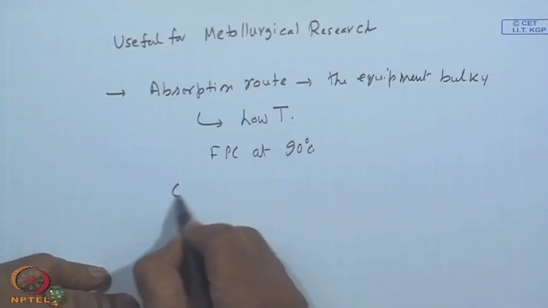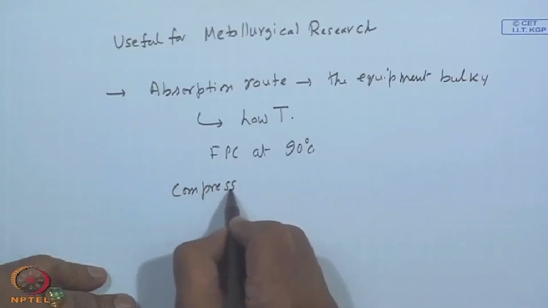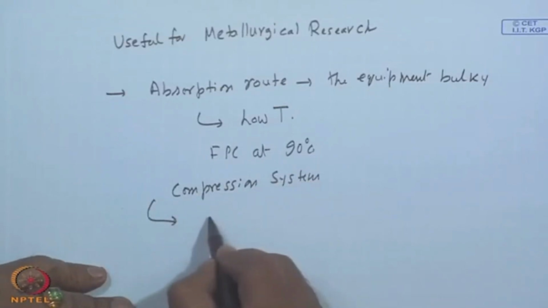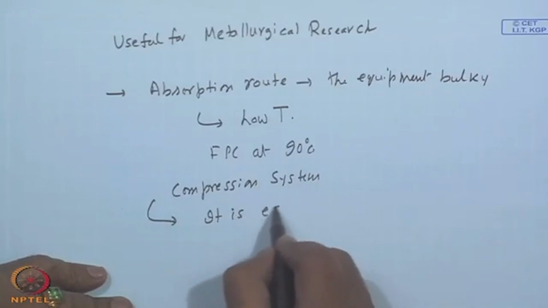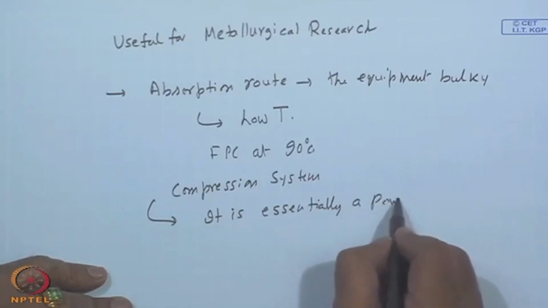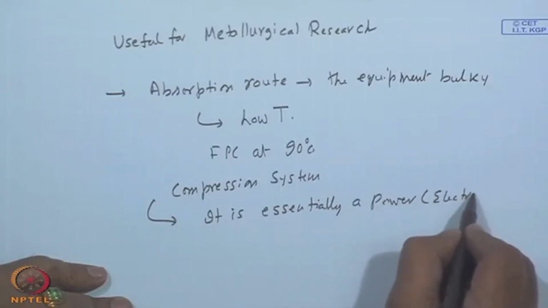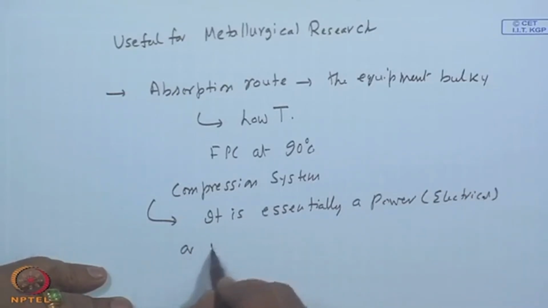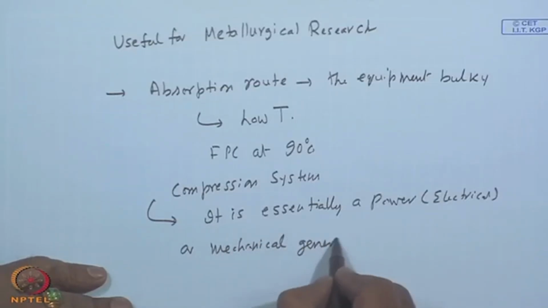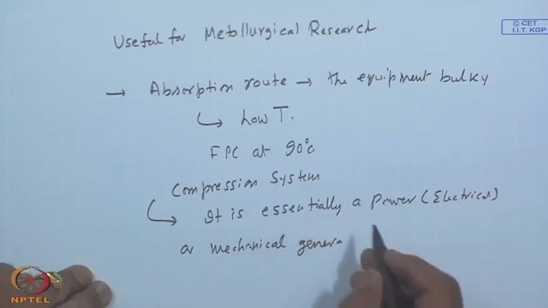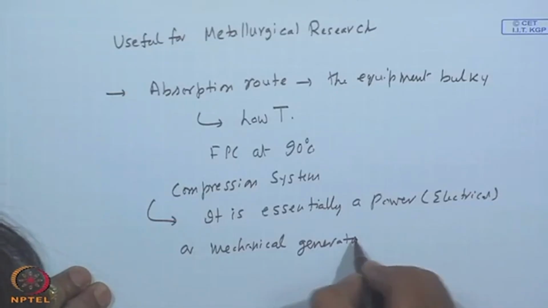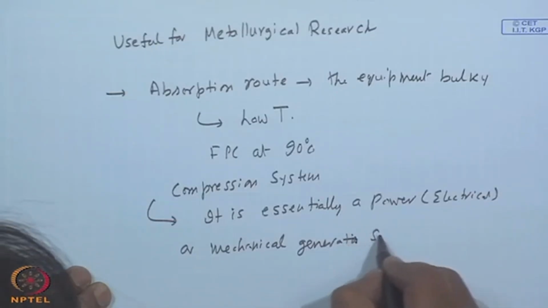And if you go for a compression system, essentially it is a power, electrical or mechanical generating system. So, if you have electrical power, you can combine with any compression system, refrigerator, and operate with a power generating system. Okay.